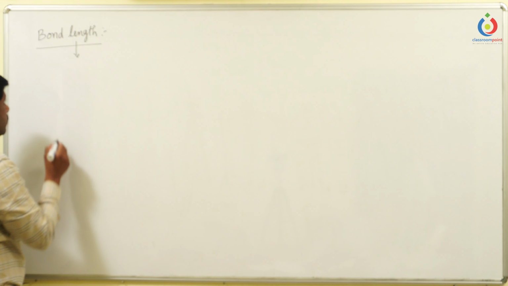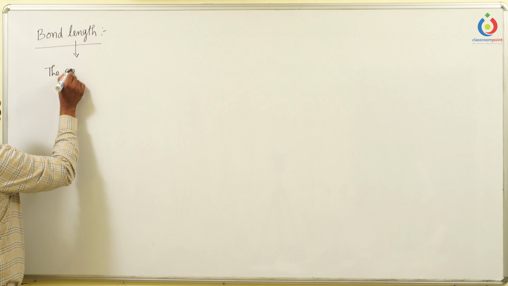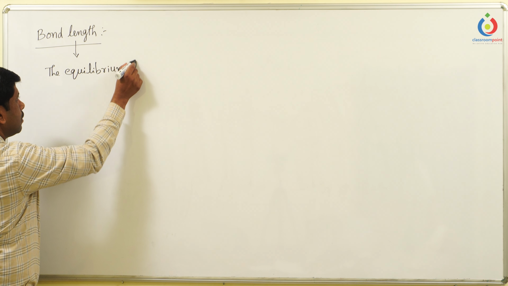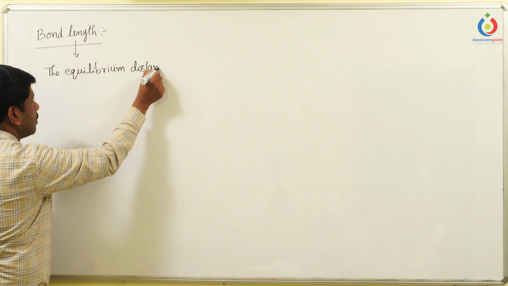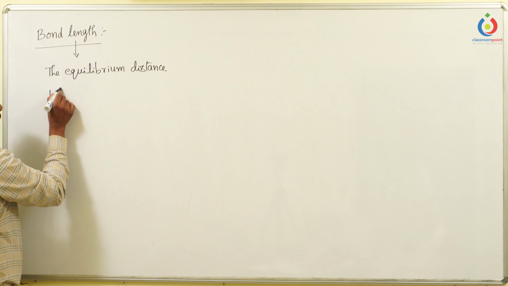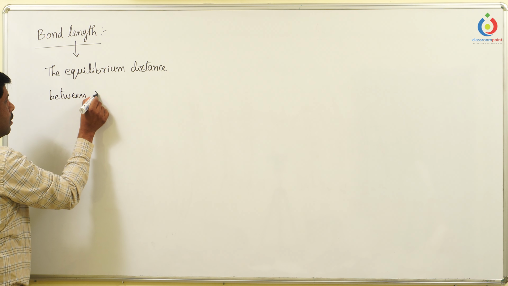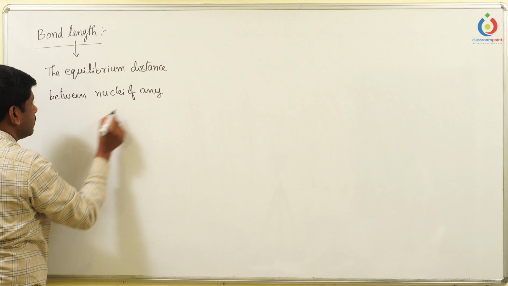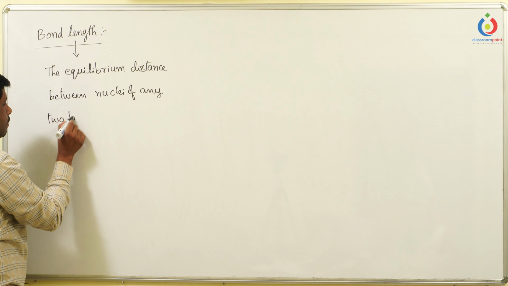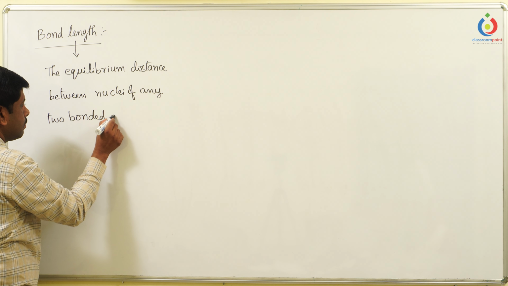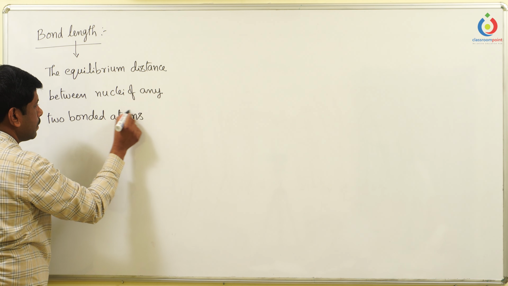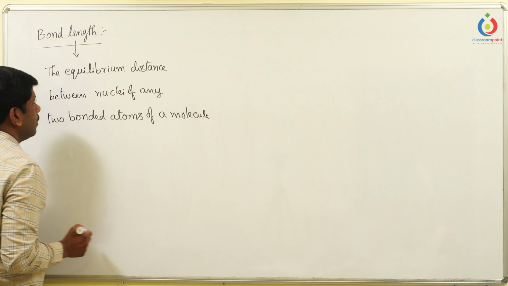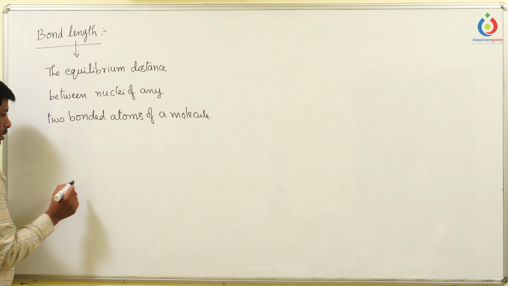First of all, let us see the definition. The equilibrium distance between nuclei of any two bonded atoms of a molecule. So let us see what is the equilibrium distance here.